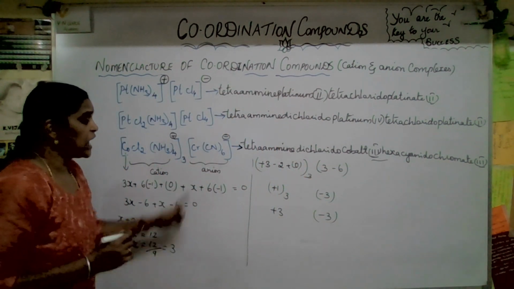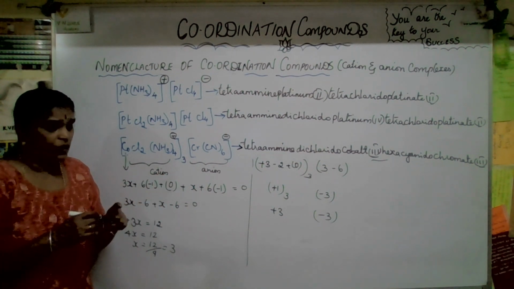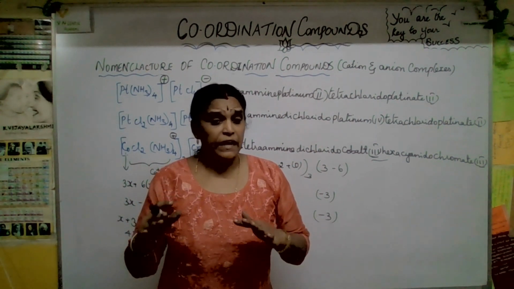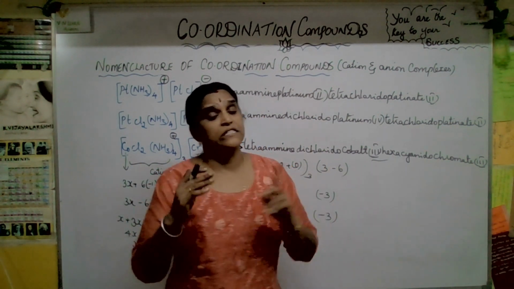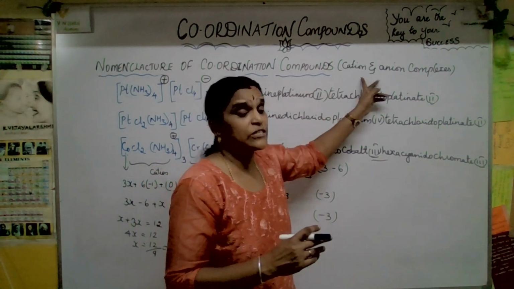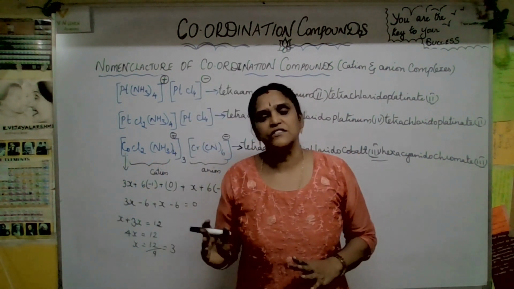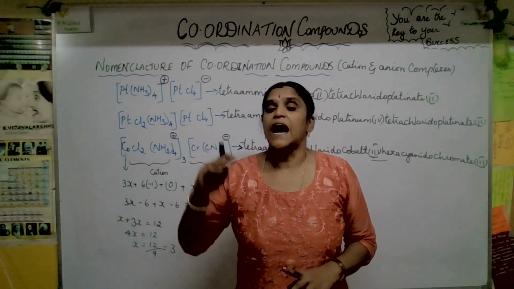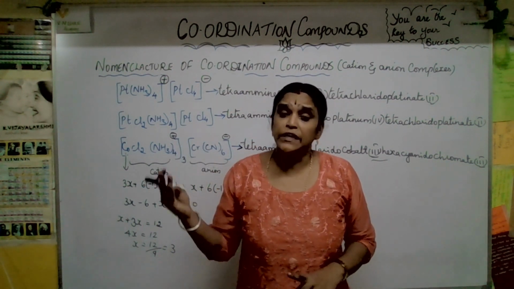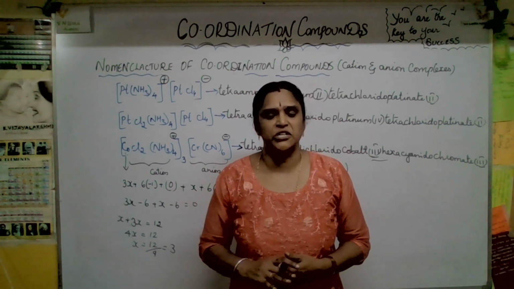Hope you are clear. How do we identify the oxidation number of this complex compound? I think you're very clear about the nomenclature of anionic complexes, cationic complexes, neutral complexes, and such kind of complexes also. In our next session, we are going to learn isomerism of coordination compounds and VBT theory, Werner's theory, and some more interesting and important questions.